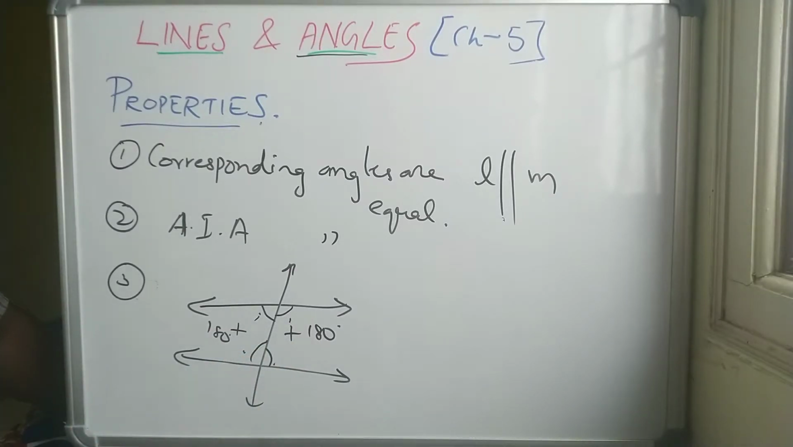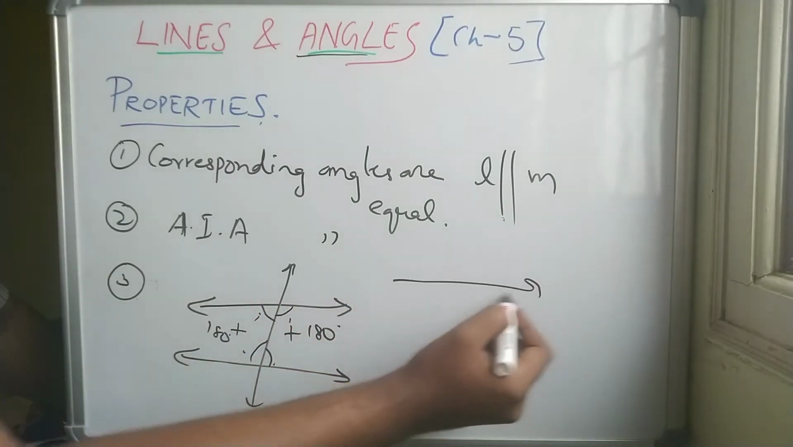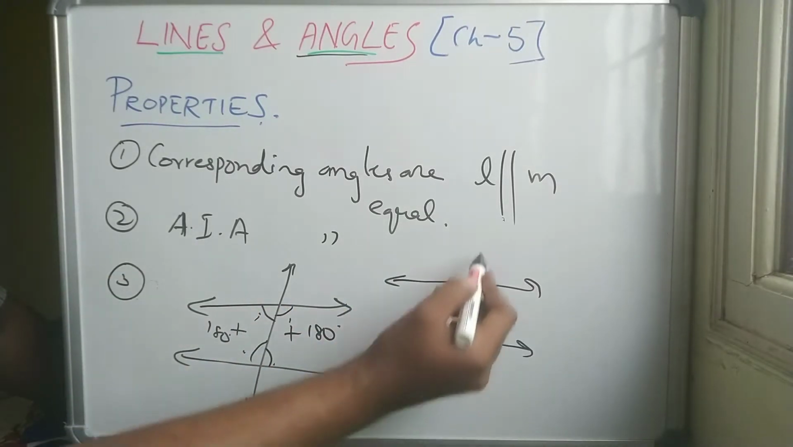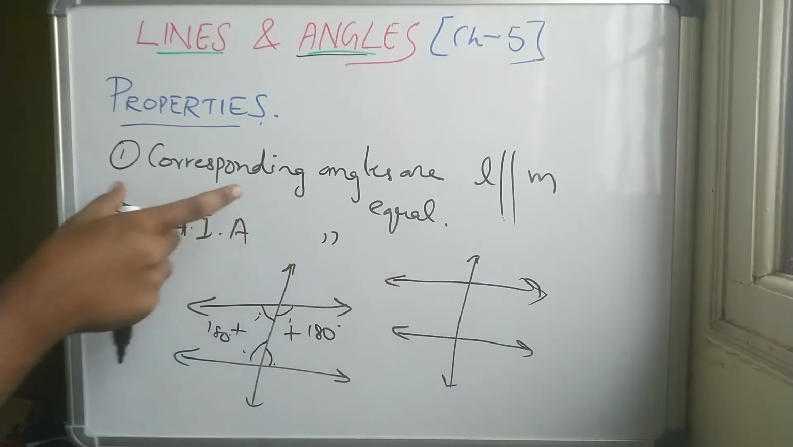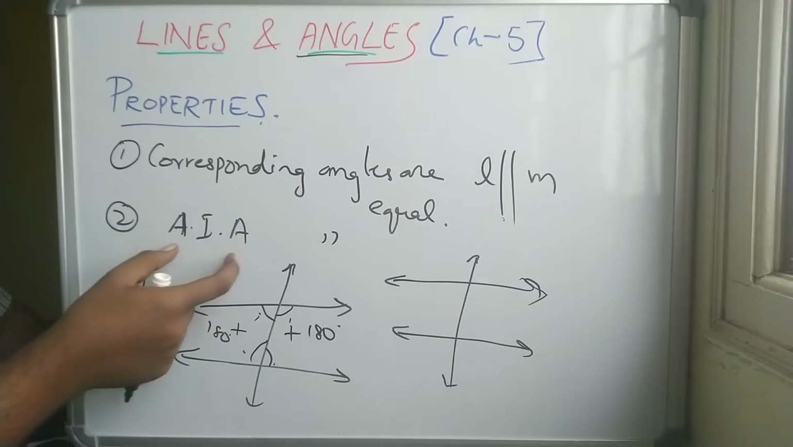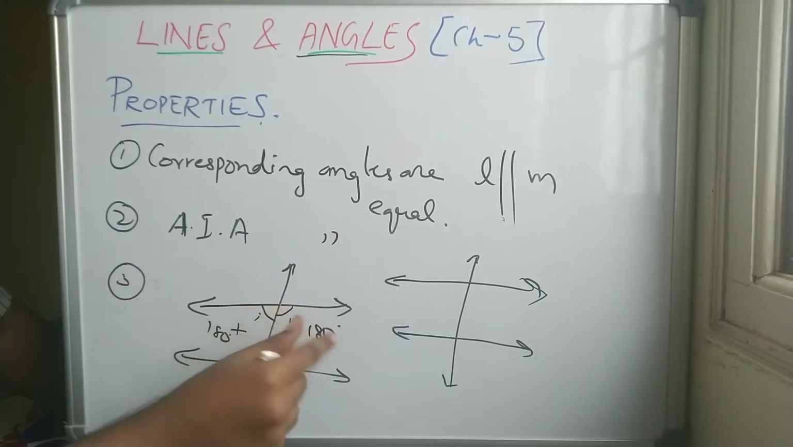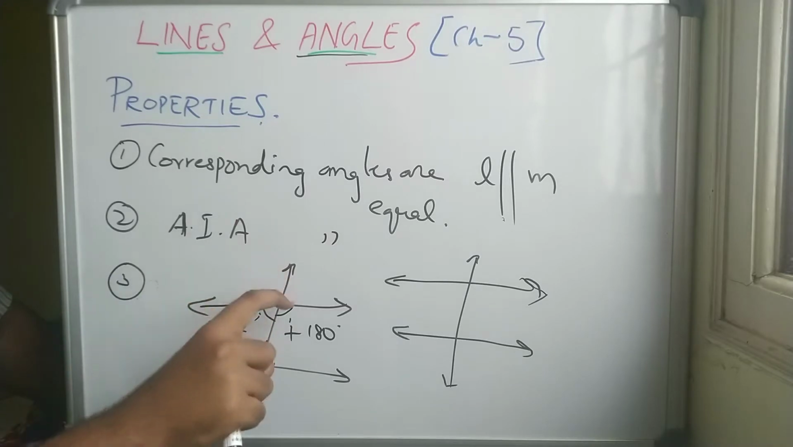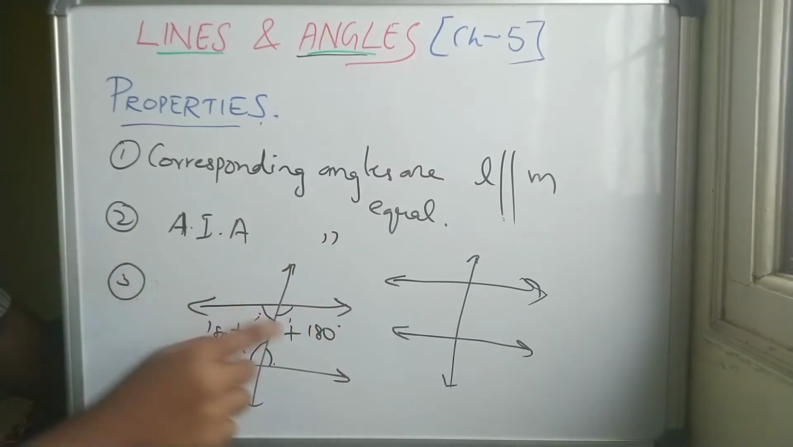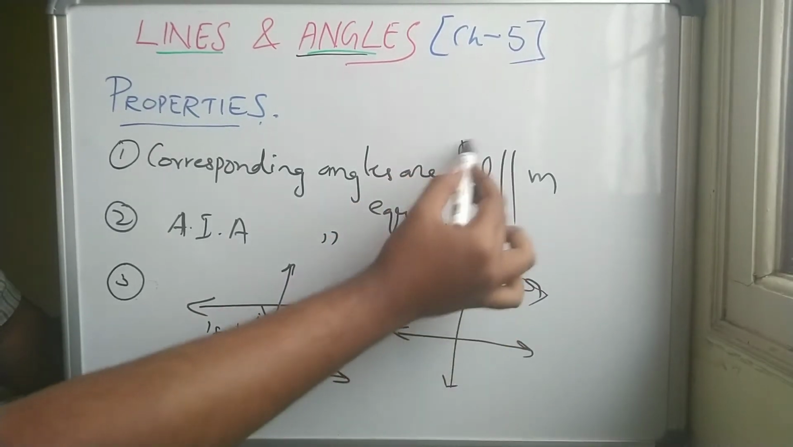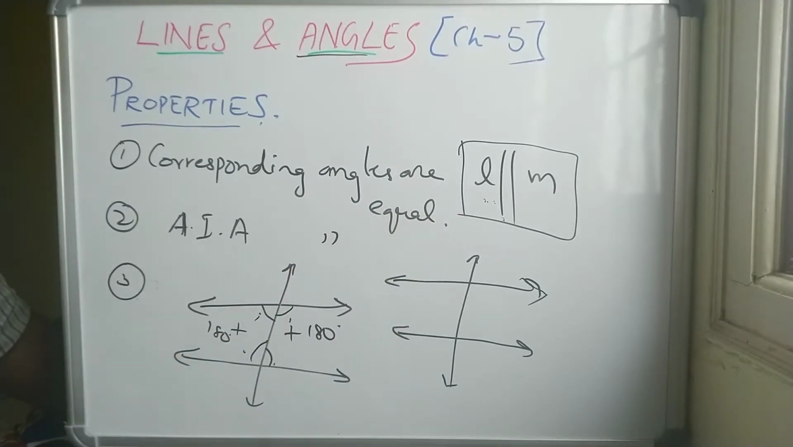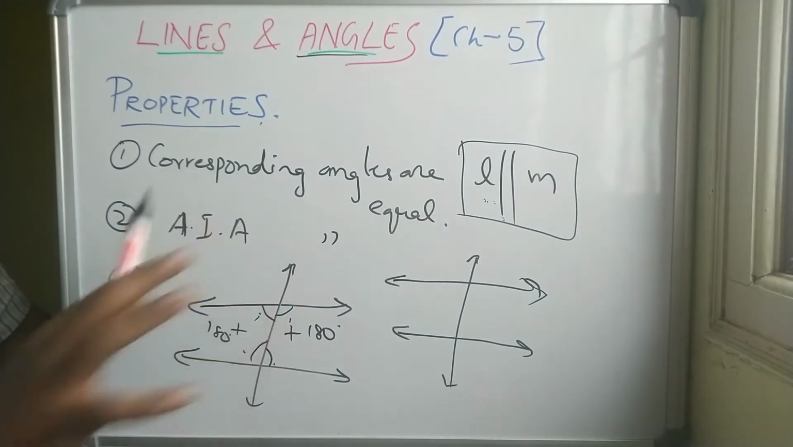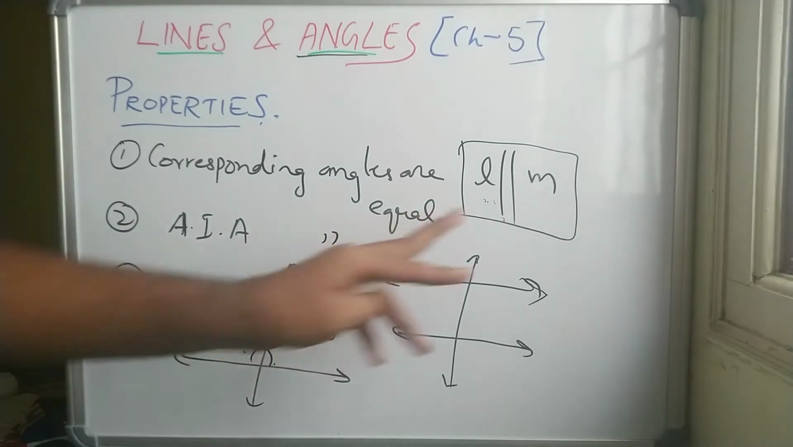So the condition is, if two lines are parallel and a transversal cuts them, angles are formed and these properties hold. Two lines should be parallel. Then only can we say corresponding angles are equal, alternate interior angles are equal, and interior angles on the same side of the transversal are supplementary, or 180. This is a property based on parallel lines and the transversal cutting them.